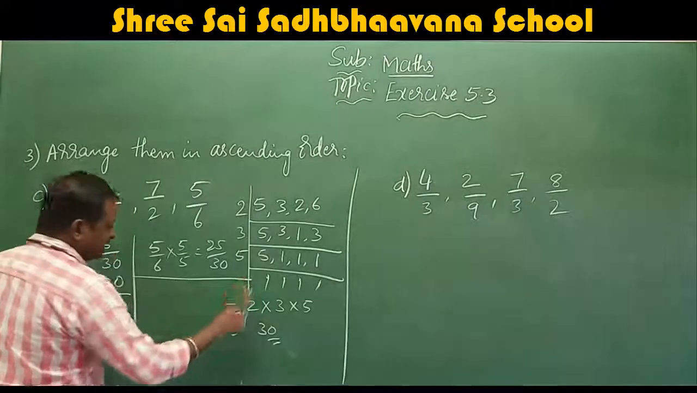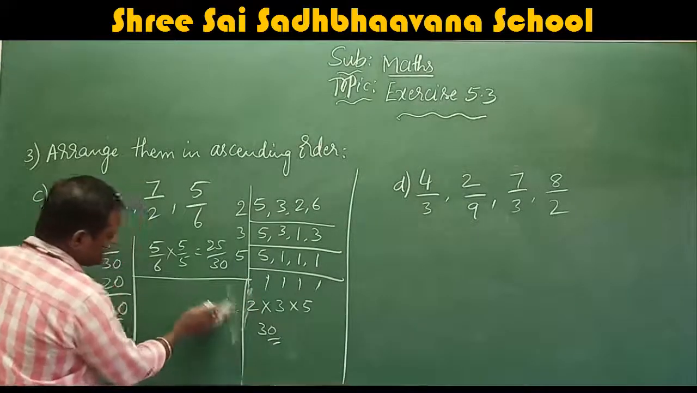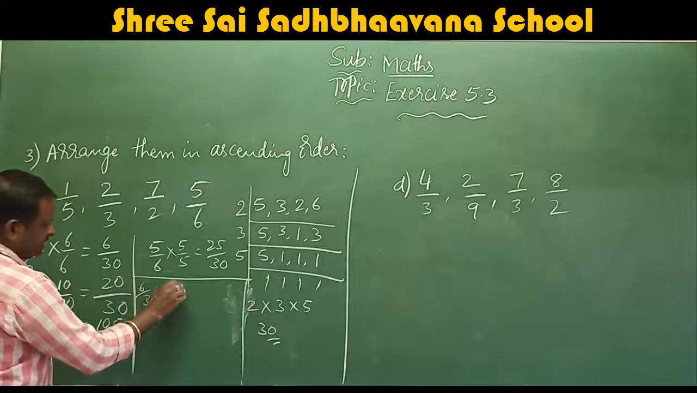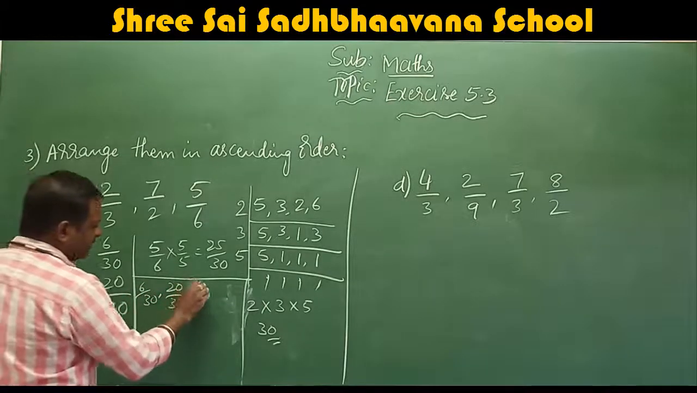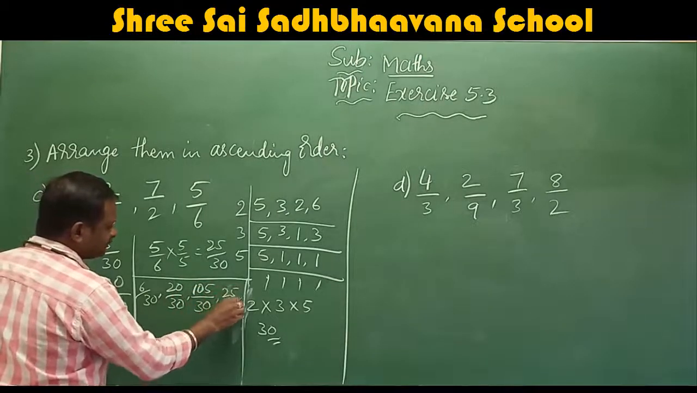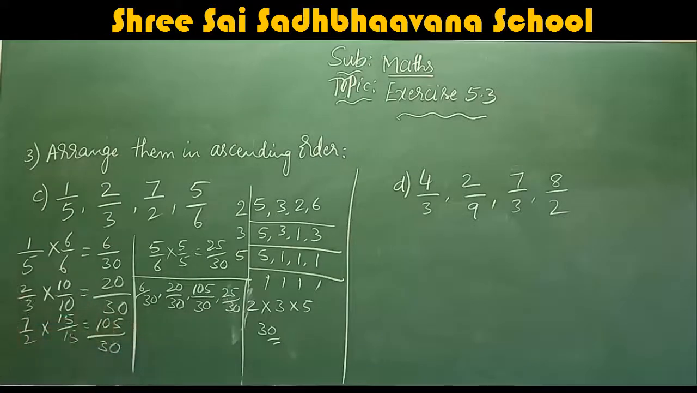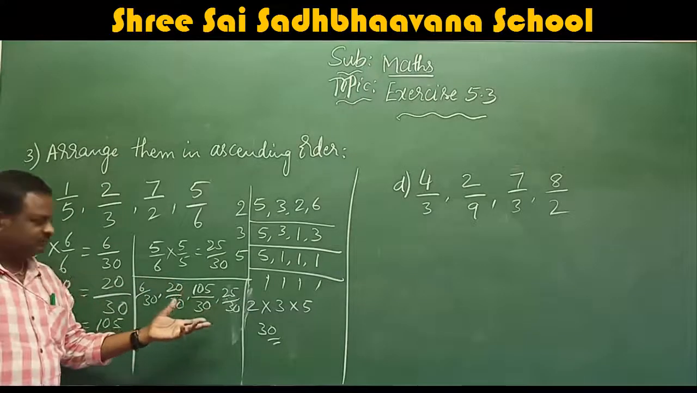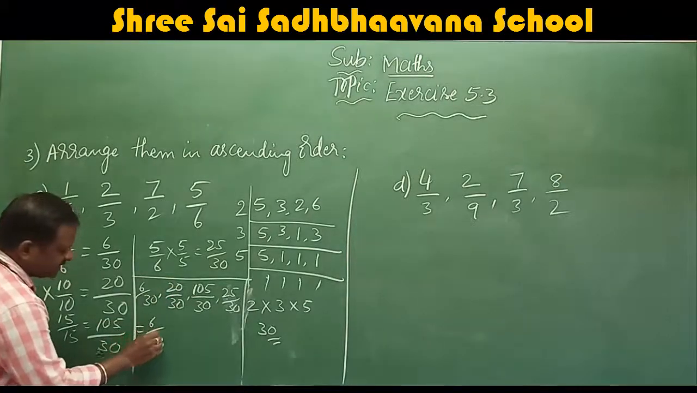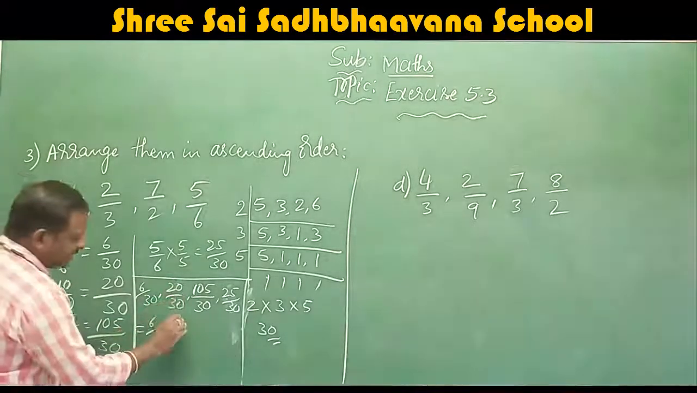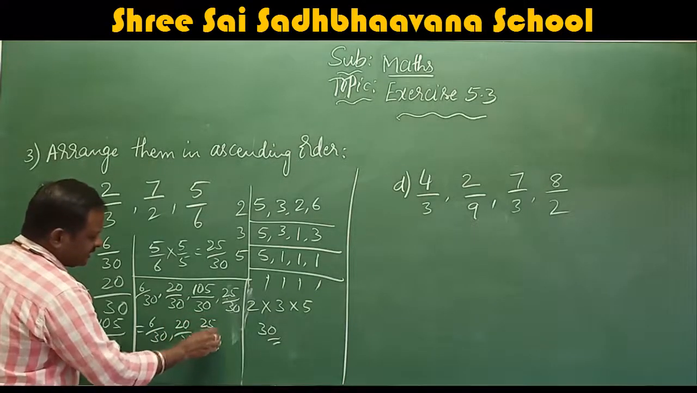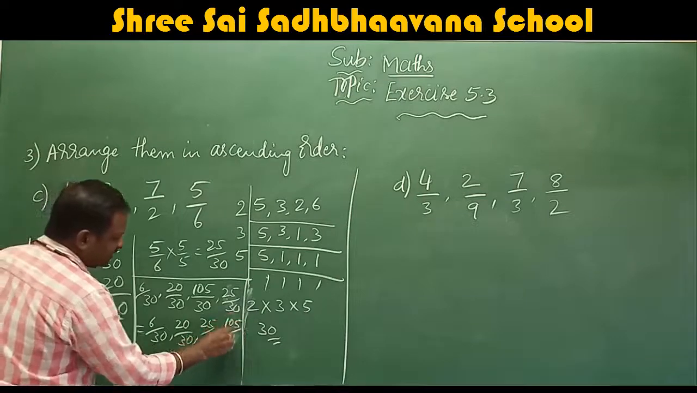So what are the fractions we got here? 6 by 30, 20 by 30, 105 by 30 and 25 by 30. See, here all the denominators are the same, so now it is easy to compare. Which is smaller here? 6 by 30. More than this is 20 by 30. Next is 25 by 30. Last one is 105 by 30.